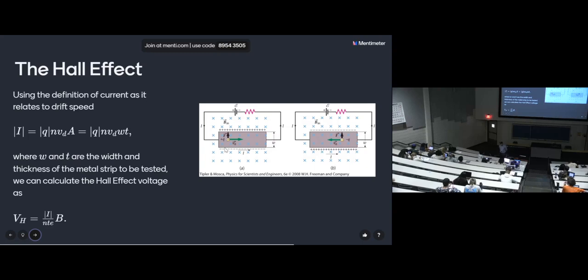E is the elementary charge. So the charge of proton and electron, 1.602 times 10 to the minus 19 coulombs.